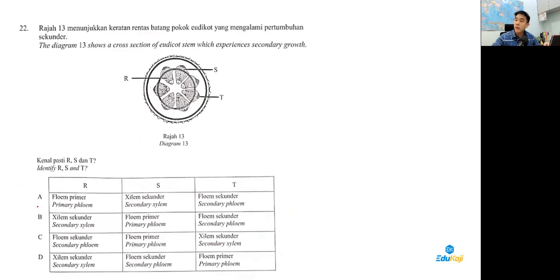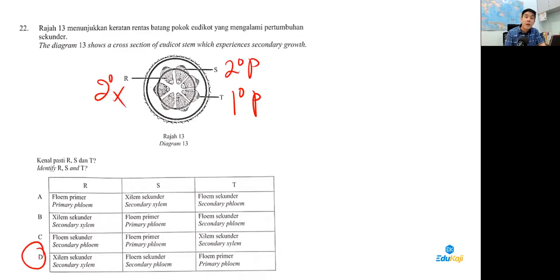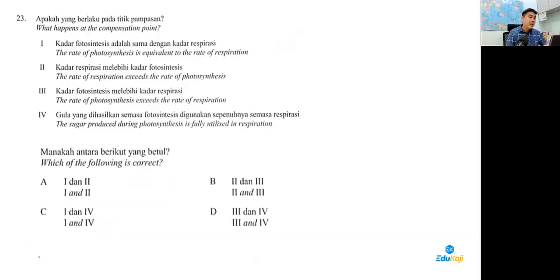Okay, so Form 5 here, guys, Form 5 Chapter 1. I think this paper is considerably quite easy for an SBP paper. Okay, so T is primary phloem. Moving on, secondary phloem, then secondary xylem. So you should get answer donkey. 22 answer donkey.